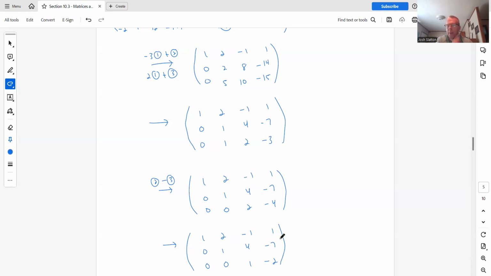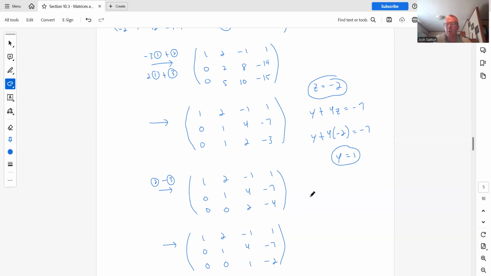And so now we can do a back substitution. So we have z equals -2. We can back substitute. So we have y plus 4z equals -7. Plug in the -2 for the z. So y plus 4 times -2 equals -7. And so that gives us y equals 1.